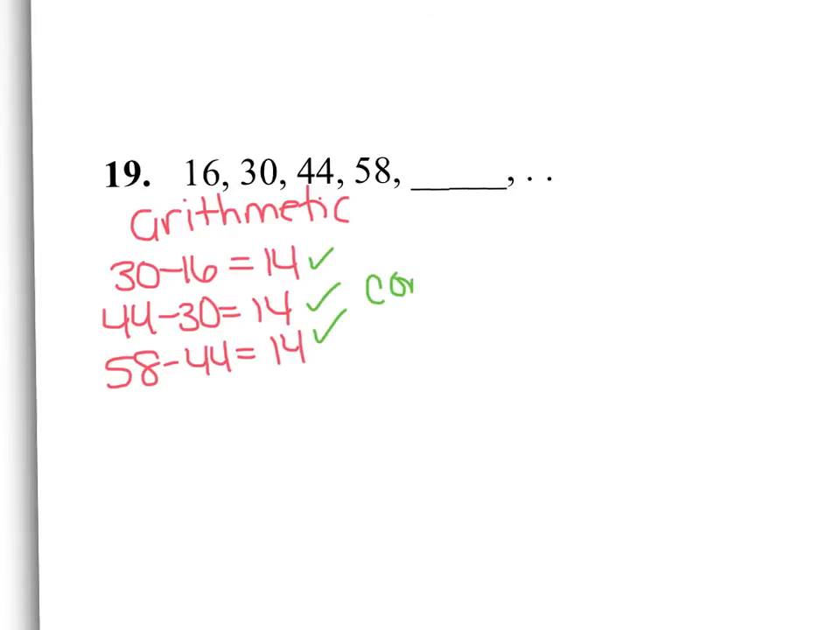That is known as my common difference. So I know this is arithmetic. And then to get to that next term, I'm going to add. So 58 plus 14, that leaves me with 72, which is my fifth term in that sequence.